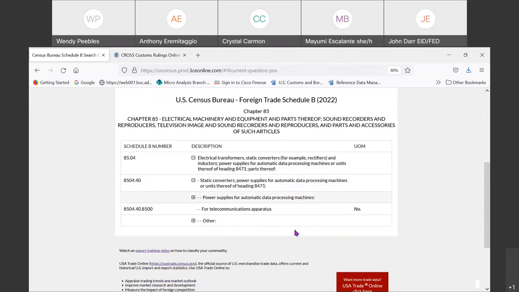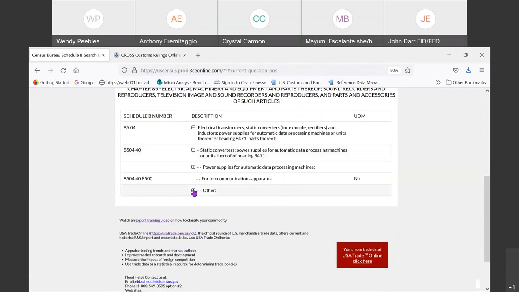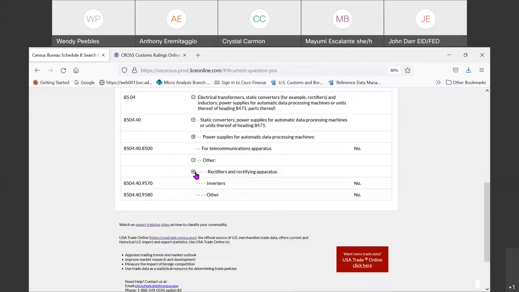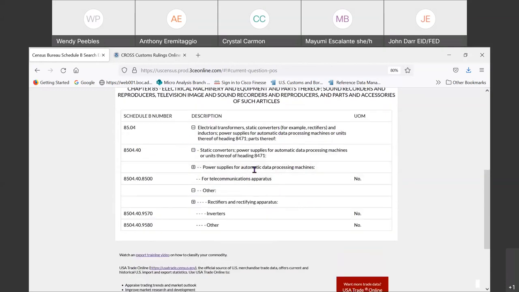8504. Okay. So it looks like it took us to chapter 85, electrical machinery and equipment and parts thereof, 8504, electrical transformers, static converters, and inductors, power supplies for automated data processing machines or units thereof. Just because I noticed off the top of my head, 8471 is computers, so it's not a computer. And so we'll open the other section. The other means anything other than these descriptions up here.